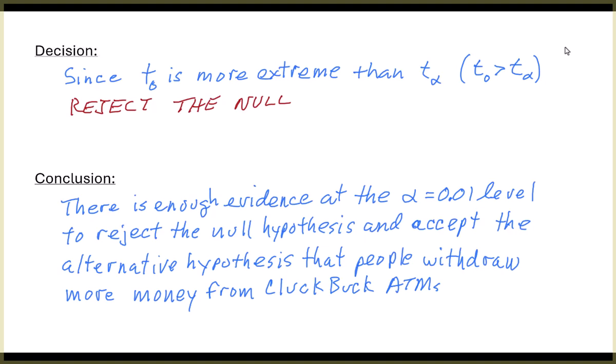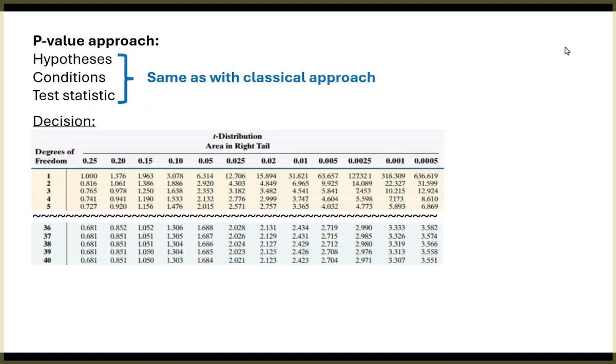Question about that one? Let's look at another one then. That's where I got that. Now then, here is the p-value approach. What's the only thing really different here? It's this decision part. The conclusion should still be the same, whether you're doing classical or p-value approach. So look what I did. I put my T sub 0 here. I'm looking at the degrees of freedom, 39.